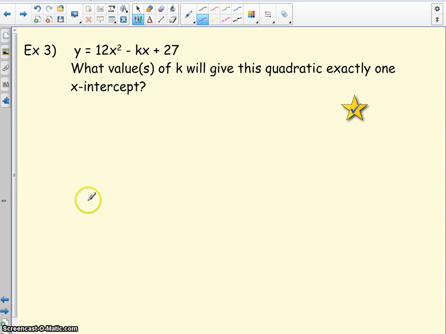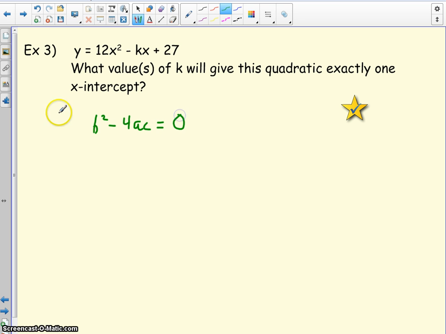Alright, welcome back. So let's just take a quick look at this one. Now, again, I'm asking what values of k will give the quadratic exactly one x-intercept. So to set this one up, we have to think about what it would mean for a quadratic to have exactly one x-intercept. Well, it would mean a couple things. It means the vertex is on the x-axis. It would also mean that the discriminant, if you're looking at standard form, would have to be equal to 0.